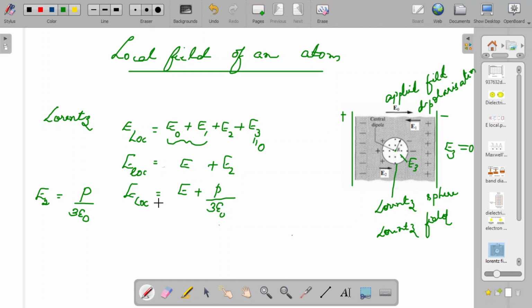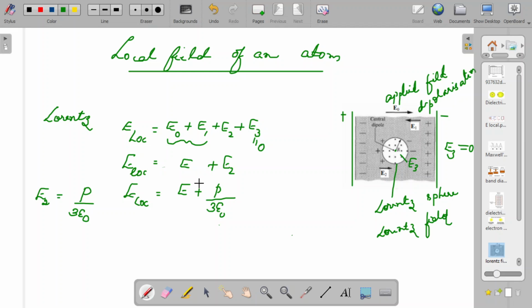Now you see, it is interesting to see such a formula, because the field experienced locally by an atom is different from the effective field which you experience on the whole specimen. The effective field on the whole specimen is actually E, right? But that field is different from the field experienced by an atom inside the dielectric. So locally, a dipole existing in the dielectric material experiences a field more than the effective field E.